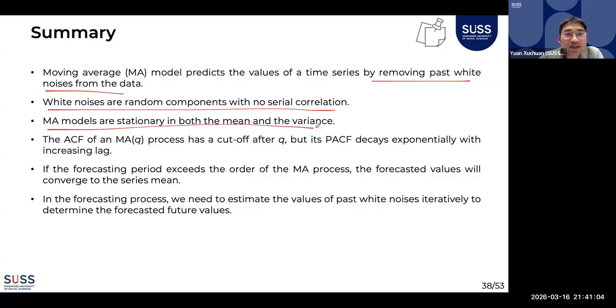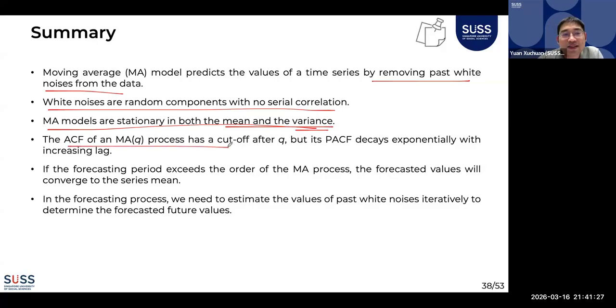So MA models are stationary in both the mean and the variance, because we know the mean is a constant and the variance depends on how many MA terms are in your model, so it is also a constant. So an MA model is always stationary.